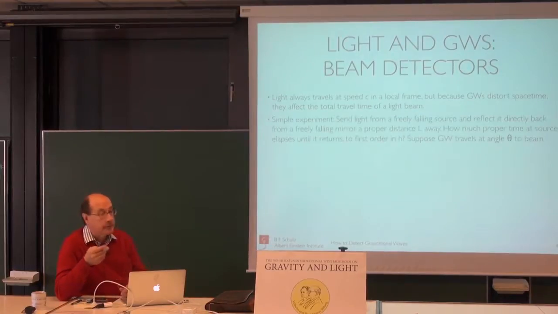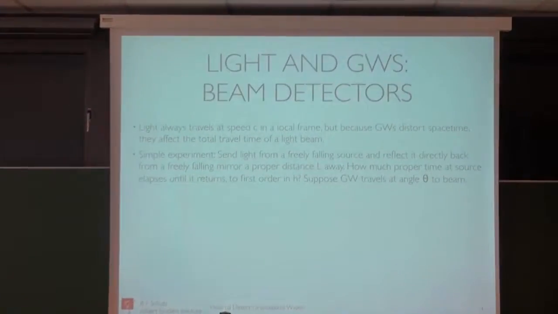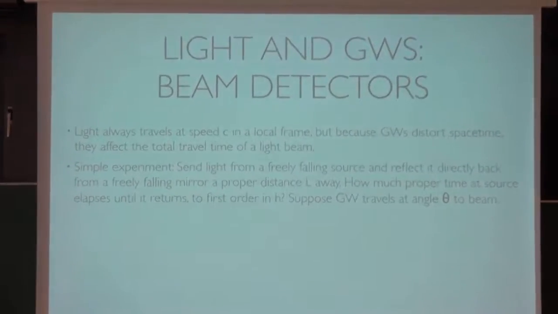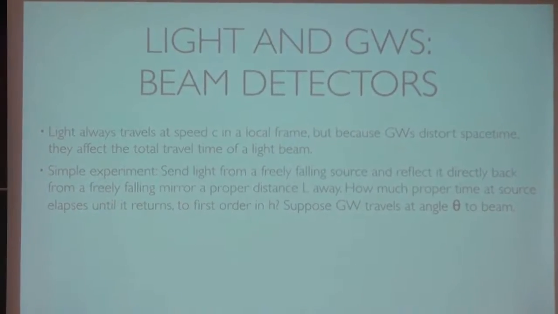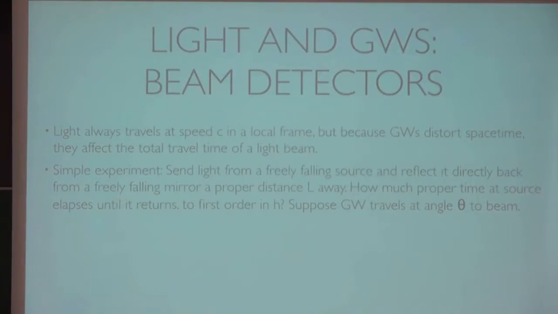So here's a simple experiment to imagine. And people have imagined this from very early on. Send a beam of light from a freely falling source, your laser or whatever it is, and by freely falling I mean really out in outer space with nothing around. That's what we'll do with LISA. It's not what we do on the ground because we're not freely falling on the ground. So you have to go to next order and ask yourself, does that have any effect? But the principle of the detection is easiest to see if you're in empty space, you're freely falling, and you have a light source.